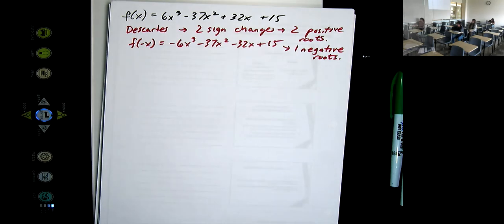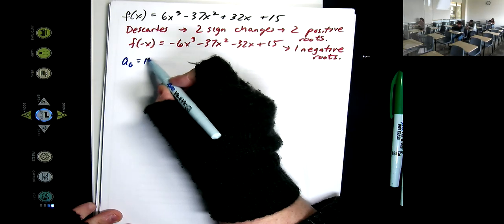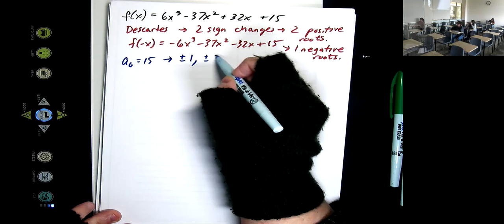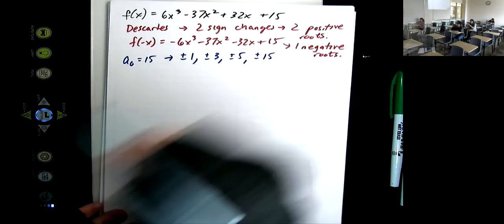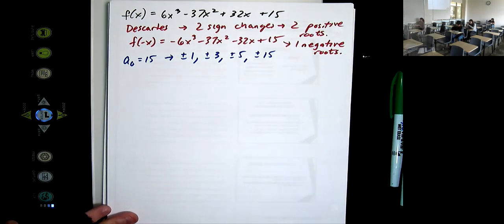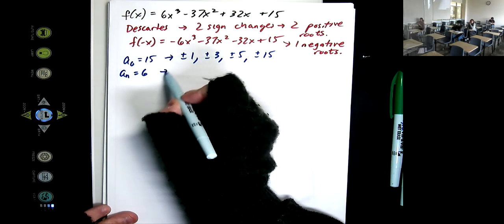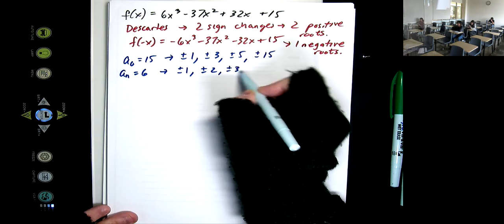Okay, let's do our P's and Q's here. A sub 0 is 15, which means I can have plus or minus 1, plus or minus 3, plus or minus 5, plus or minus 15. A sub n is 6, which means plus or minus 1, plus or minus 2, plus or minus 3, or plus or minus 6.